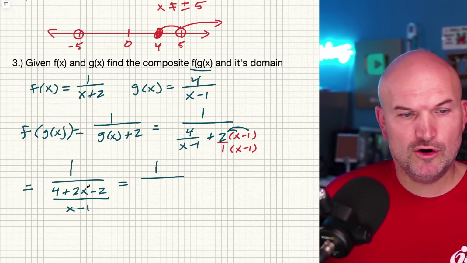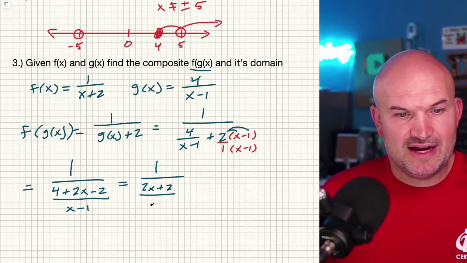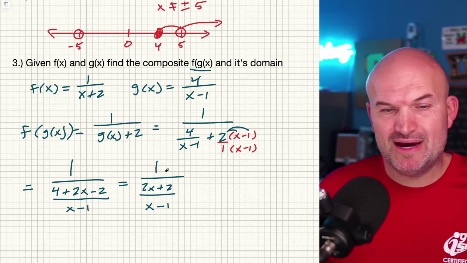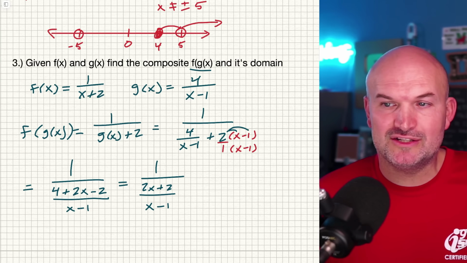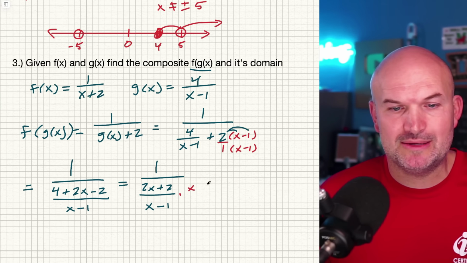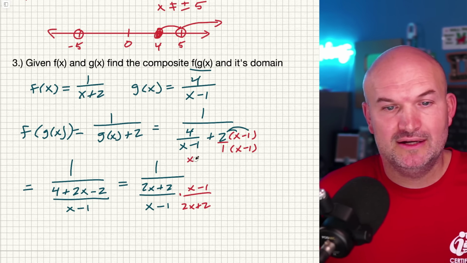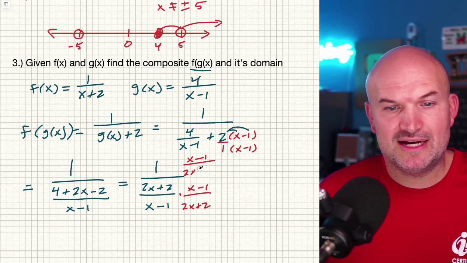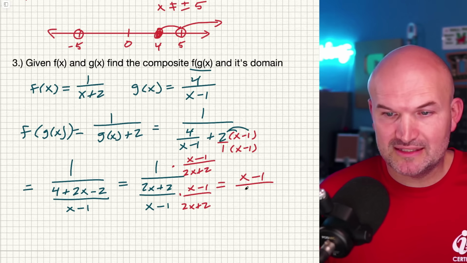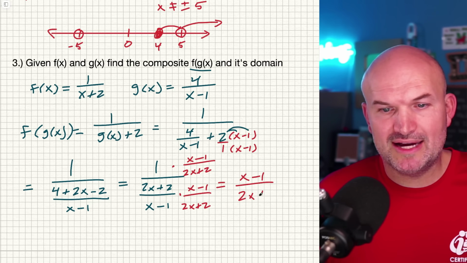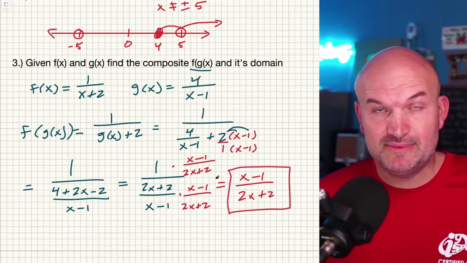And I'm left with 1 over 2x plus 2 divided by x minus 1. Now again, you have a number being divided by a fraction, so what we can simply do is multiply by the reciprocal. That's going to get rid of the fraction in the denominator and leave me with 2x plus 2 in the top, which gives a final answer of x minus 1 divided by 2x plus 2. Okay, so that is going to be our final answer. That's going to be the composition.